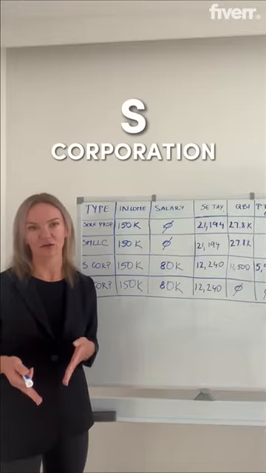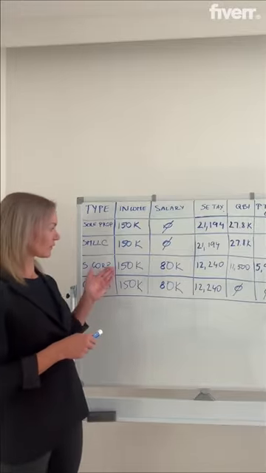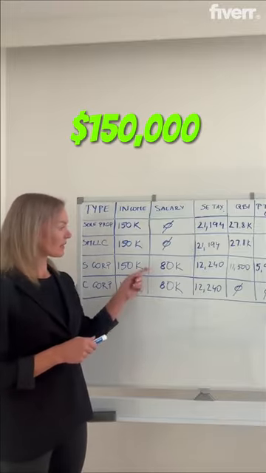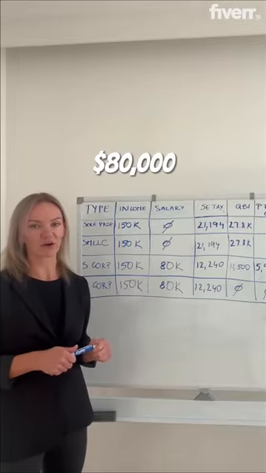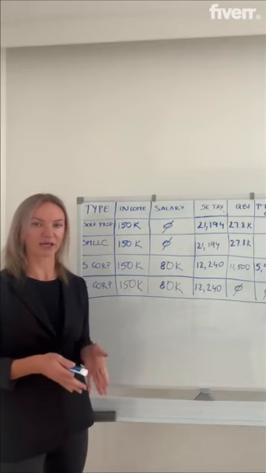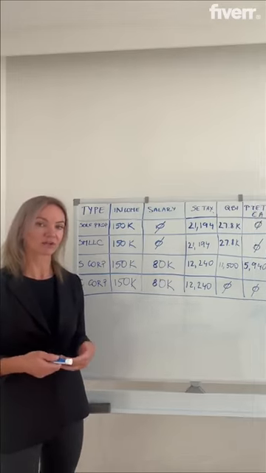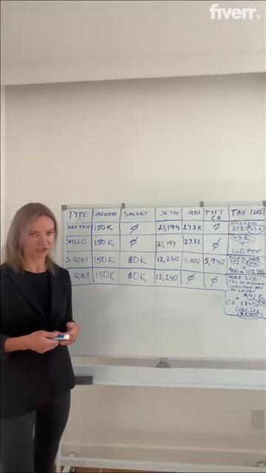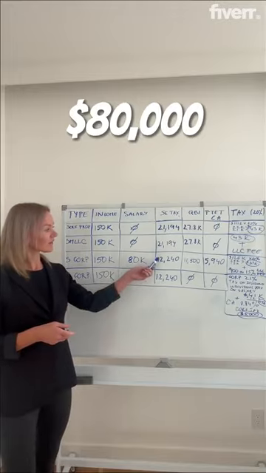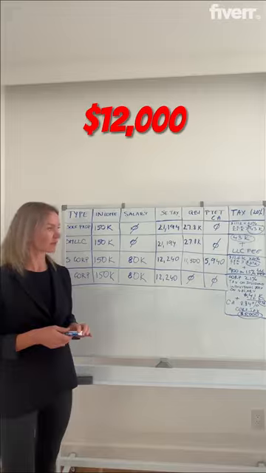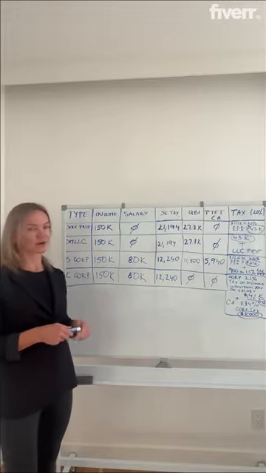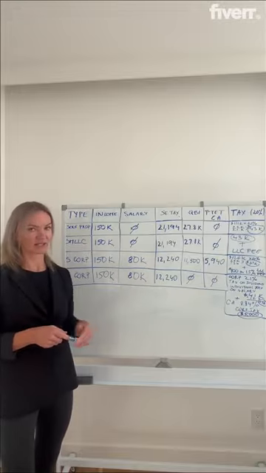So in this example, you have the same income of $150,000, but we're paying ourselves $80,000 of reasonable salary. Per the IRS code, we have to pay a reasonable salary to ourselves when we own an S-Corporation. And on that $80,000 of salary, the self-employment tax is about $12,000. So almost half of which you paid on the entire $150,000. So pretty big saving right here.